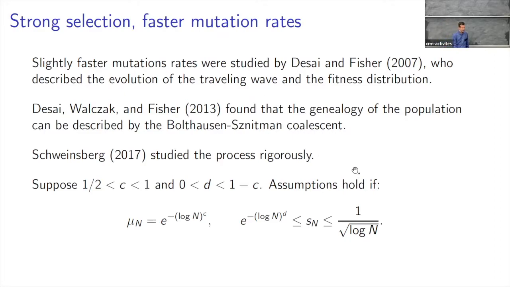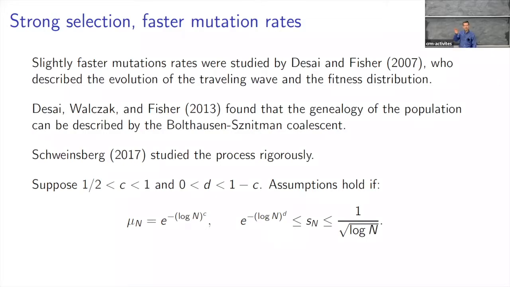In 2017, I carried out a rigorous analysis of this process, and I was able to prove rigorously some of the results in these earlier papers, including the result that the Bolthausen-Sznitman coalescent describes the genealogy. Now, the assumptions that were required for these results are a little bit too complicated for me to want to state them here. However, the assumptions do hold if the mutation rate behaves like e to the minus (log n) to the power c, where c is between 1/2 and 1, and if the selective advantage Sn that one gets from a mutation is decaying to 0 faster than 1 over the square root of log n, but much more slowly than the mutation rate.